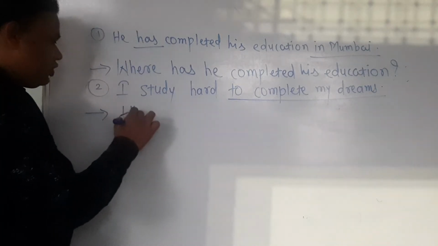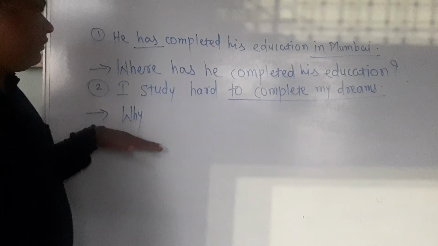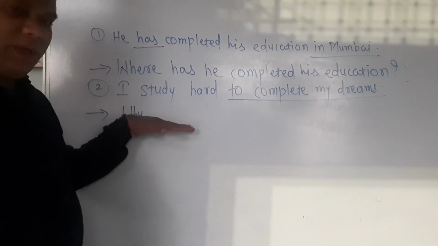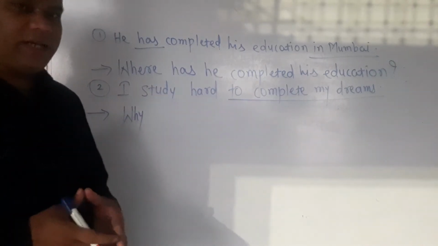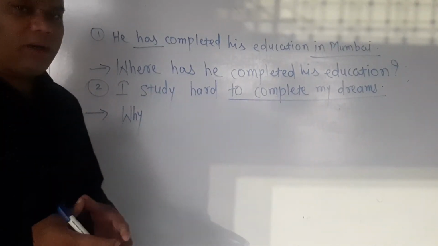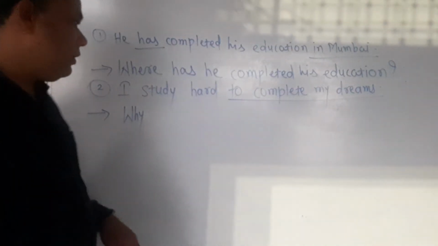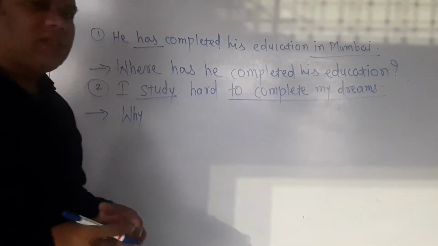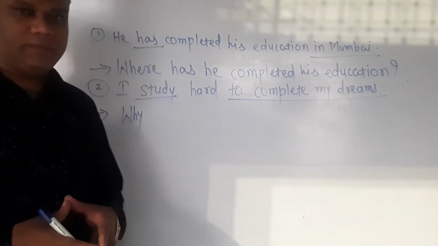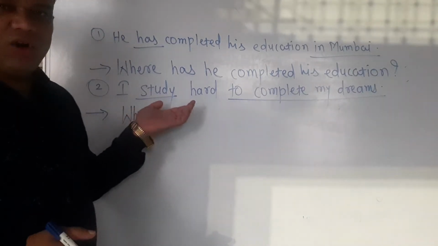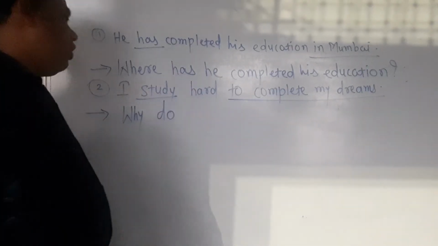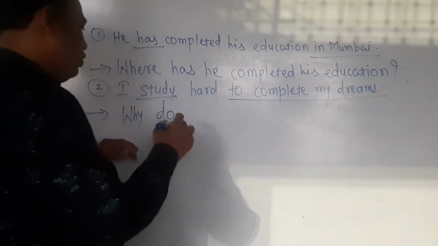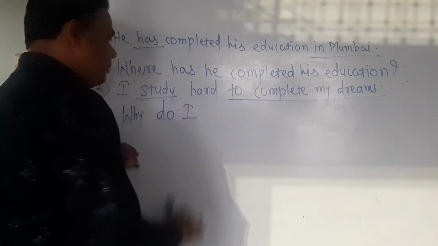So as per the structure we have to use the WH word first. Now the helping verb will come, but in this sentence the helping verb is not present. So by going through the main verb we have to use do, does or did. Here the main verb is study. As it is the first form, we have to use do. Now after the helping verb, the subject: why do I.